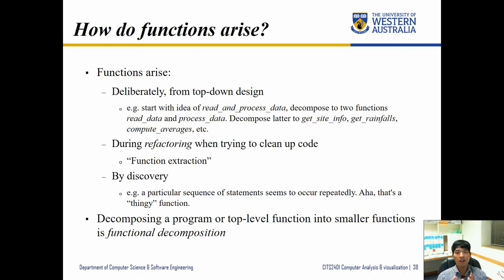Okay. So how do they arise, right? Where do we start building functions? Well, functions arise in three different ways. Firstly, deliberately from top-down design. So we can go from designing our product and then start implementing the functions as we go along. Or during refactoring, when you're trying to clean up the code: you wrote some code, but it turns out to be much larger than you expect, and then you try to extract some regions into more concise functions, and then call them back in your larger one. And lastly, by discovery. But mostly, when you're working in a software engineering team, top-down design is what you will likely be working on, and then a mixture of refactoring, and not much discovery. But those are the three main ways that functions arise.